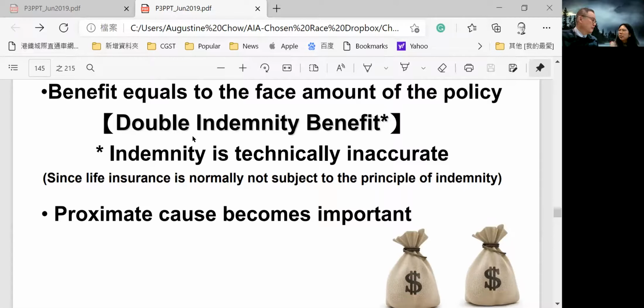That's only for accident policy? Most likely an accident policy, because the chances are very small. Flying on public transportation, an MTR accident, plane accident, or public vehicle, bus accident. Double that.